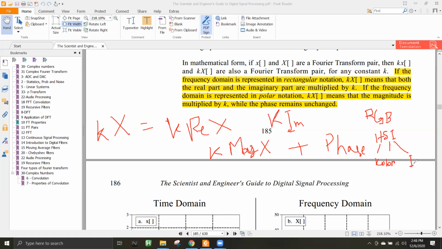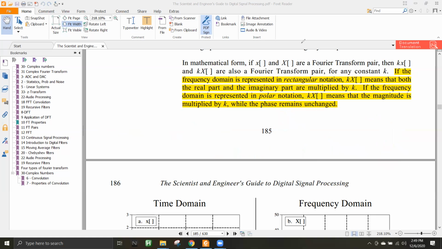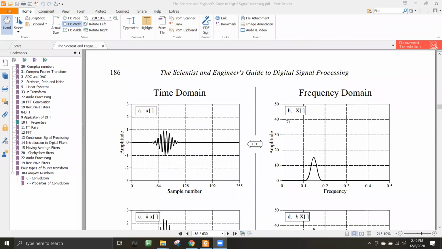So you can actually separate out the different components, but here you cannot separate them out because the combined effect of them gives one color. This is similar to the combined effect of two components, and here we are separating out the amplitude information from the phase information. That is why k will only affect the magnitude, not the phase.